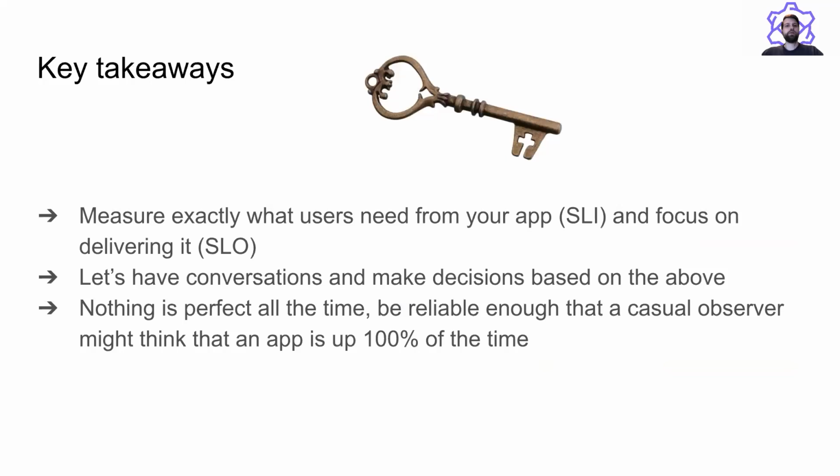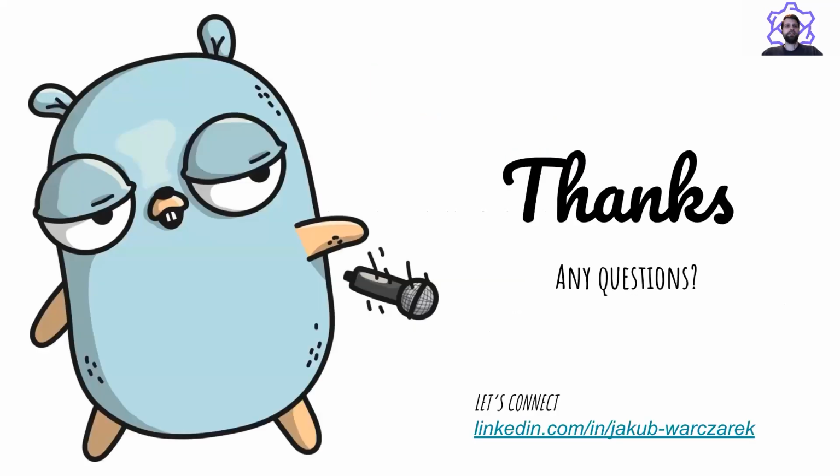Now, a few key takeaways from my talk. Try to measure what users expect from your app and treat these metrics as SLI. Set a reasonable SLO for it and do your best to deliver it. Let's have meaningful conversations and make decisions based on SLO in your organization. Just be available enough, fast enough, and complete enough that the casual observer might think it is up 100% of the time. Please remember that no one is perfect, nothing is perfect, and no one expects perfection all the time.